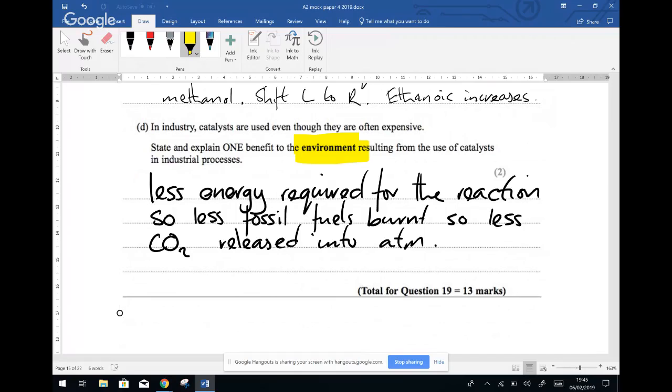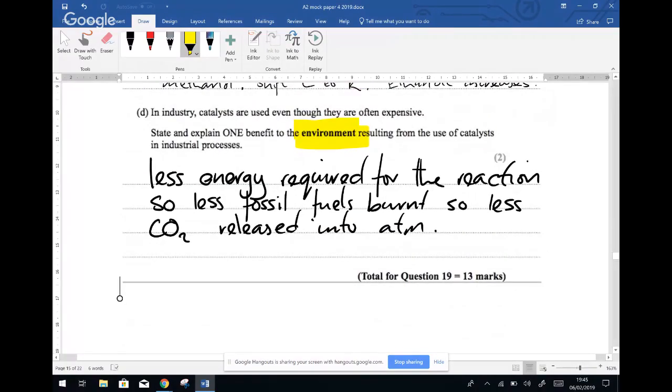Which means I reduce the amount of CO2 being released into the atmosphere. But you cannot get that mark without mentioning fossil fuels need to be bought and fossil fuels need to be burned to generate heat. There is less energy required because catalysts lower them, so less CO2. They required a big, long answer. Be thorough. Less energy means less fossil fuels, means less CO2. Yeah, which means less global warming.